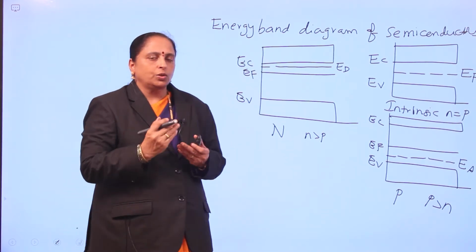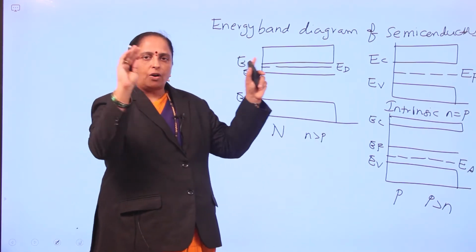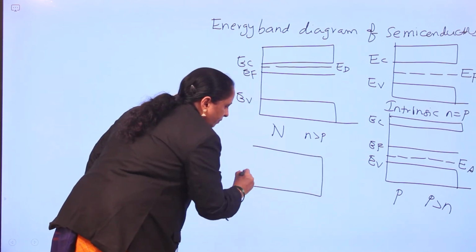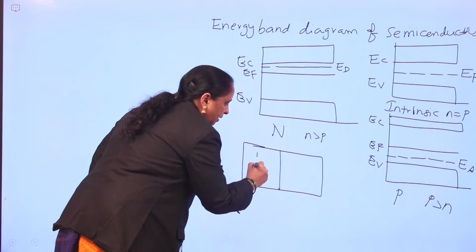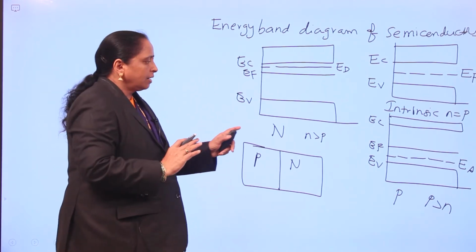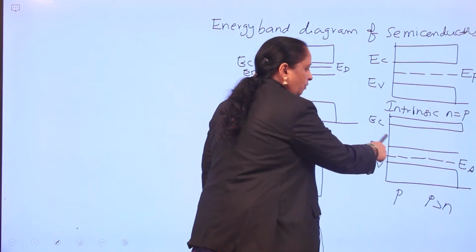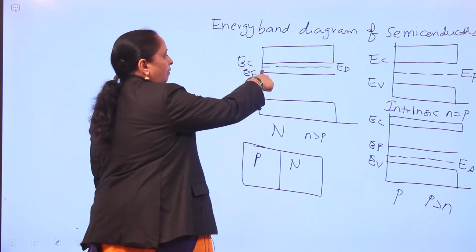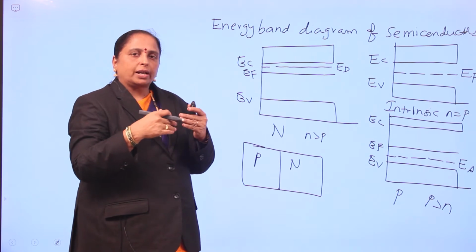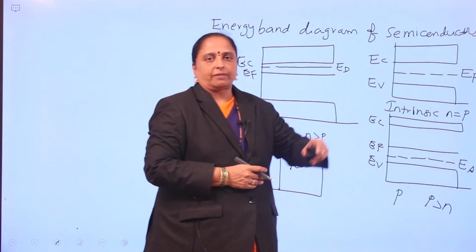Now, what are we going to do? We are going to combine the P material with the N material to form a PN junction diode. See here, a P material is combined with N material. So now we are going to draw the resultant energy band diagram. Because here the Fermi level is above the valence band, and here the Fermi level is below the conduction band. If you combine these two, it should reach an equilibrium condition. It is nothing but the intrinsic level.